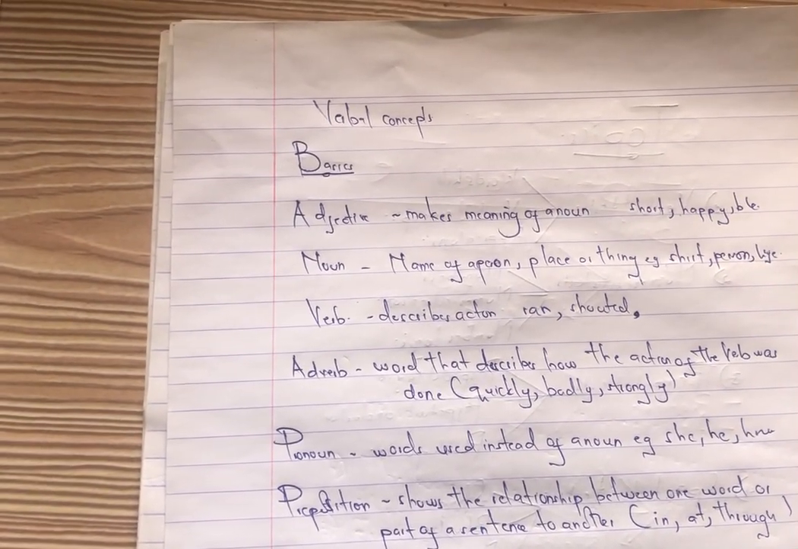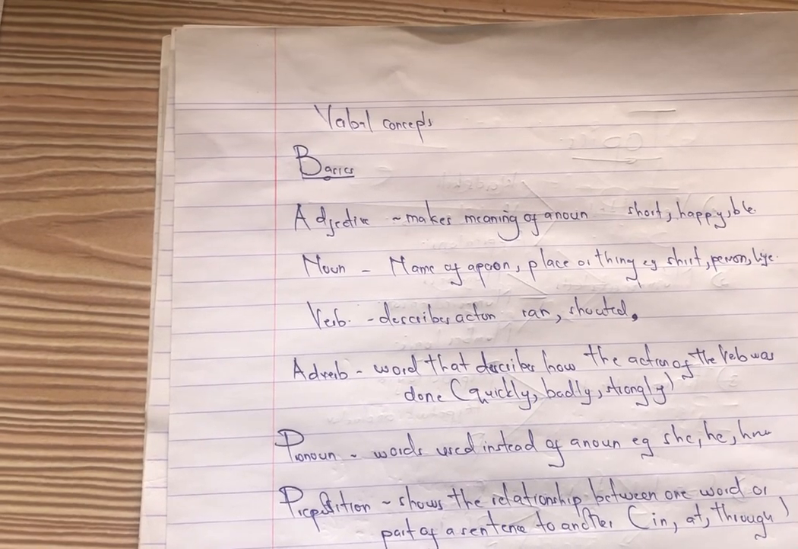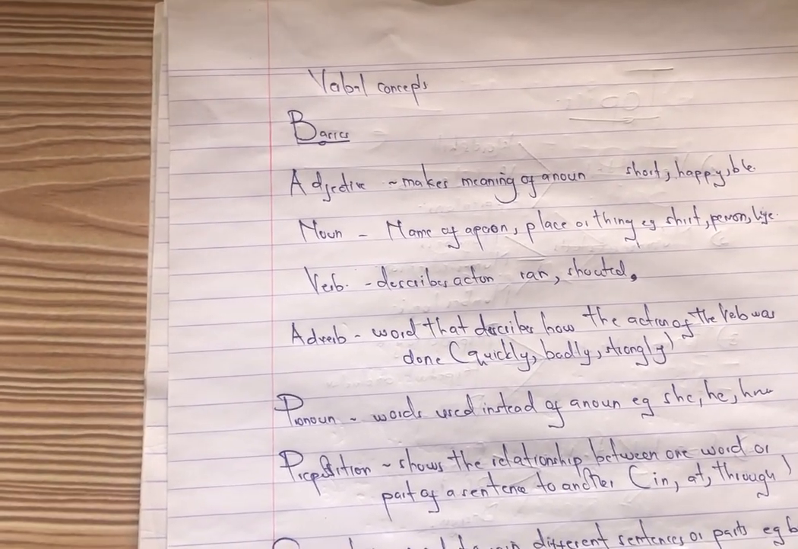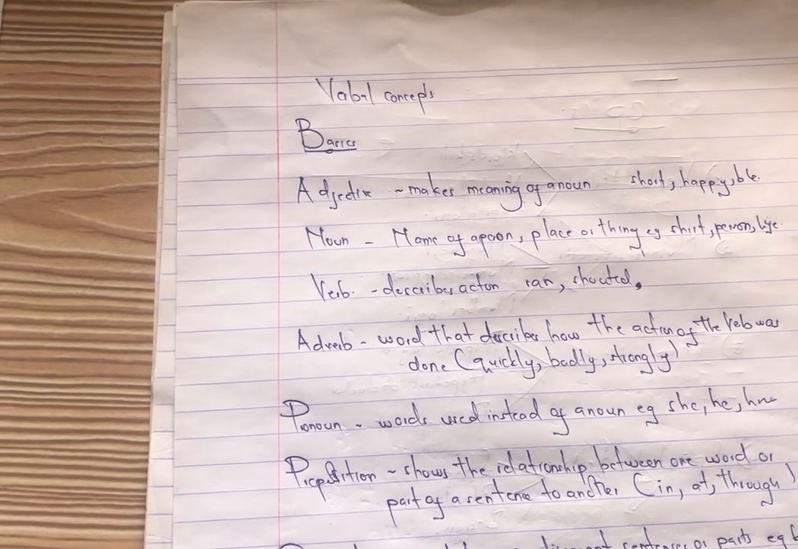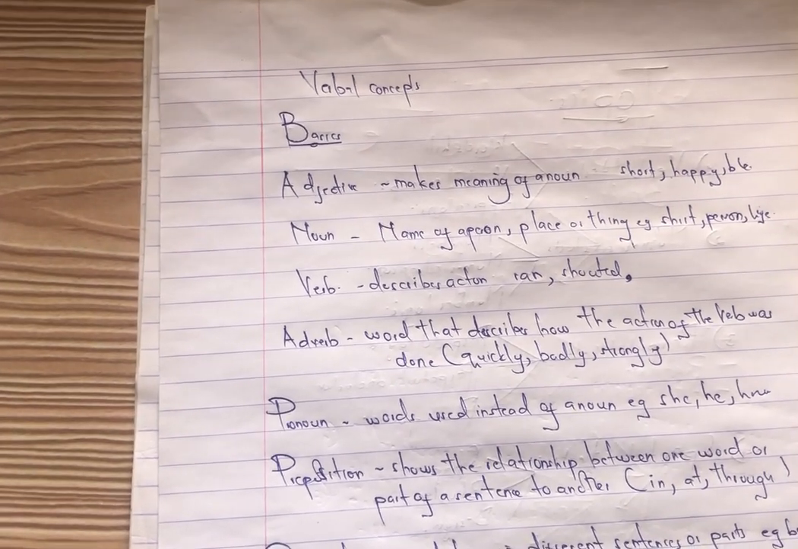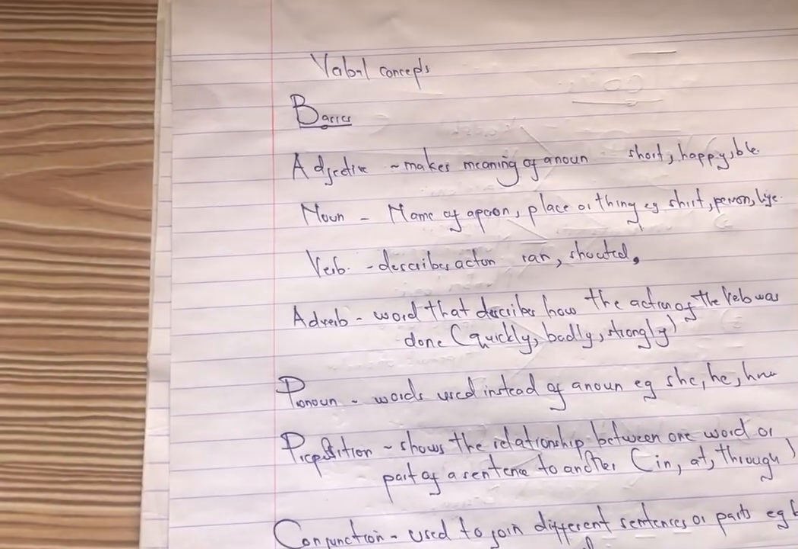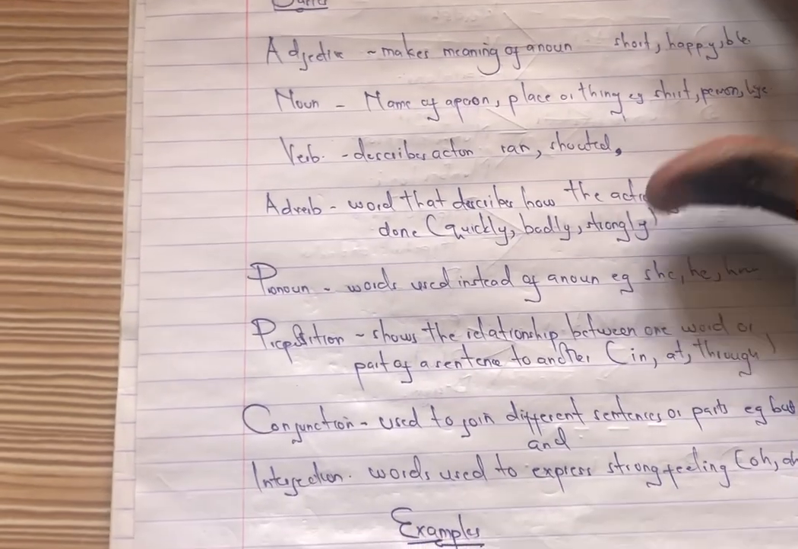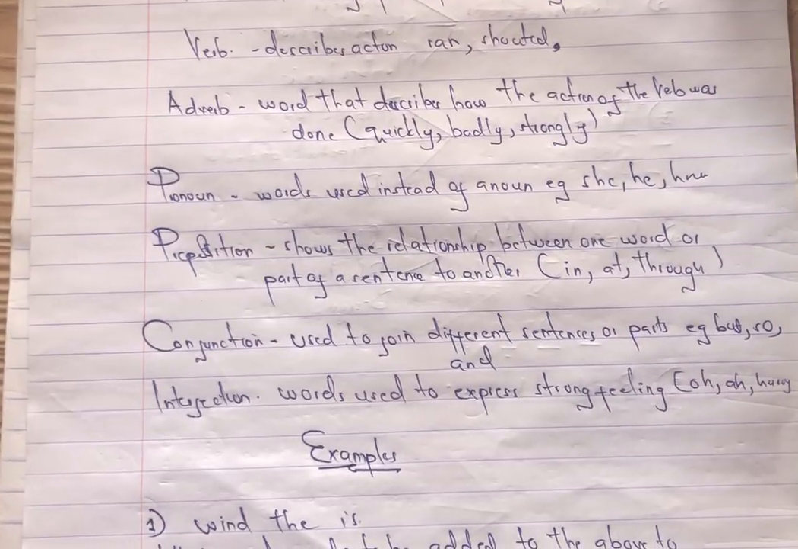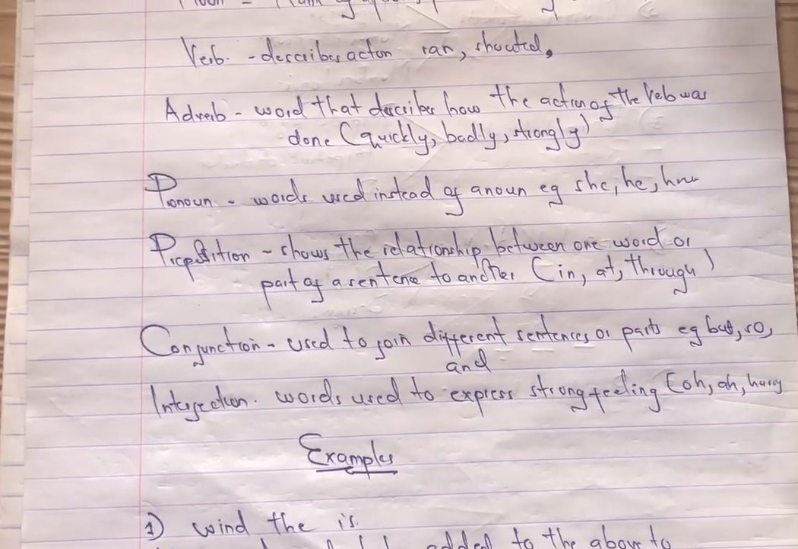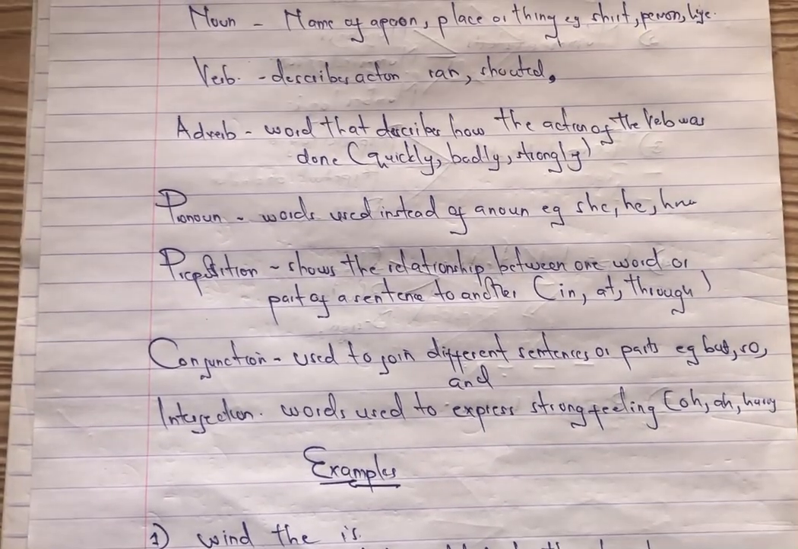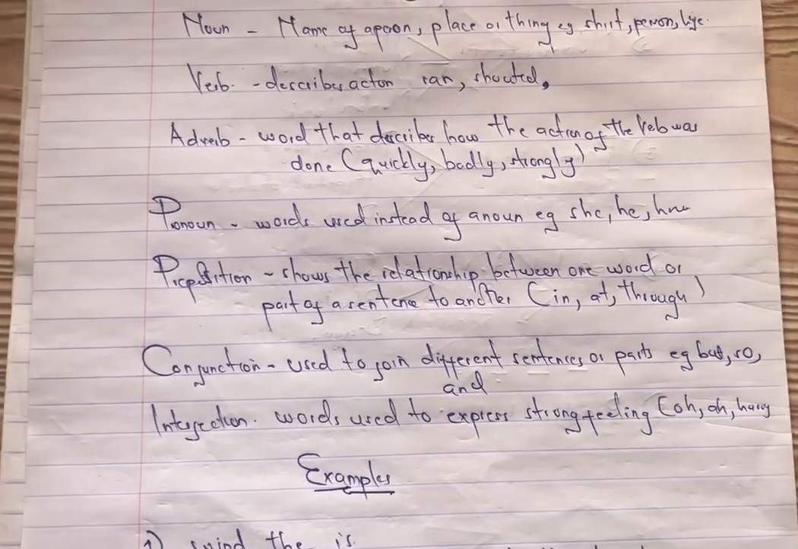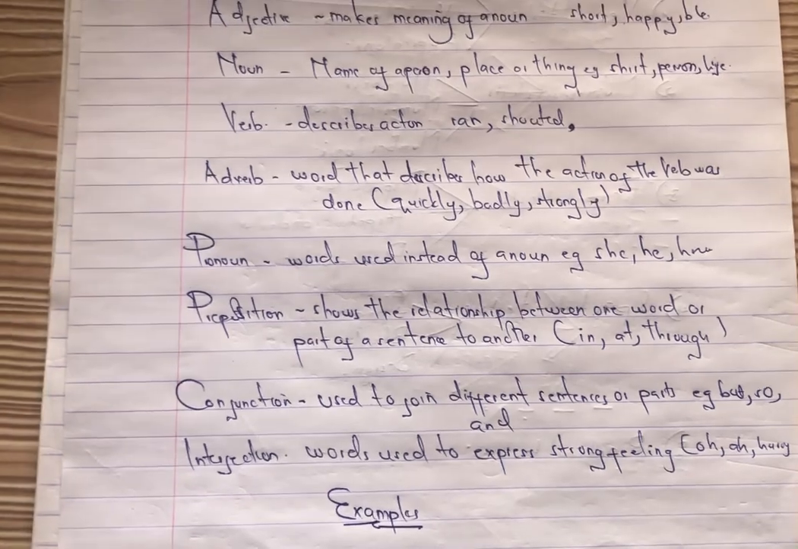Then we have an adverb. An adverb is a word that describes the action of the verb. Words like quickly, badly, strongly. Then we also have a pronoun. A pronoun, these are words used instead of a noun. We have words like he. Instead of saying John went and did this, you say he did this, she did this, they. That's a pronoun.